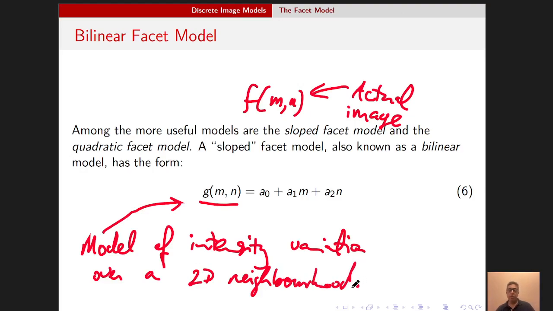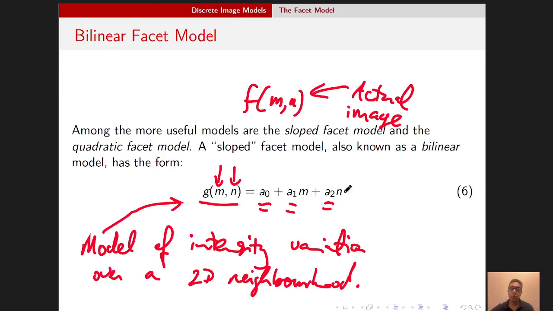Okay. All right. So this says that we've got this term a naught, we've got this term a1, and the term a2. So the coordinates m and n are relative usually. I mean, it would be sensible to think about the coordinates relative to the center of the neighborhood. We do not need to do this, but it makes the algebra that will follow a lot easier.